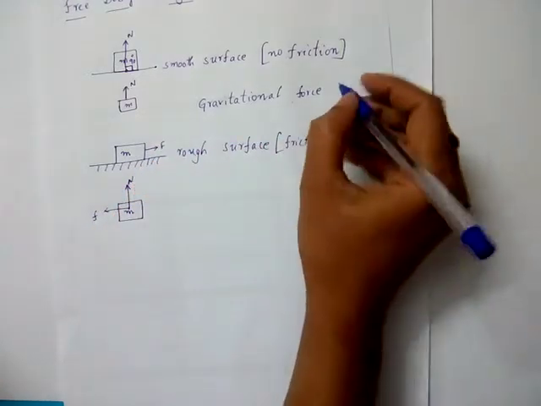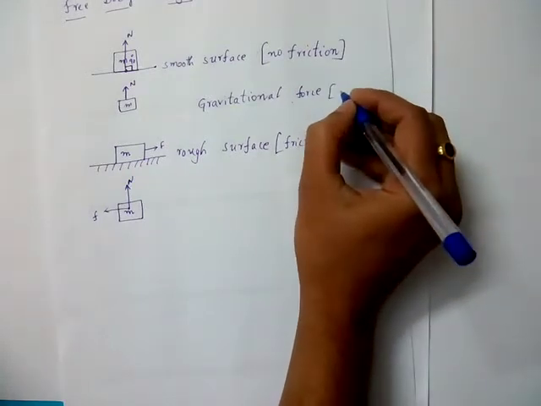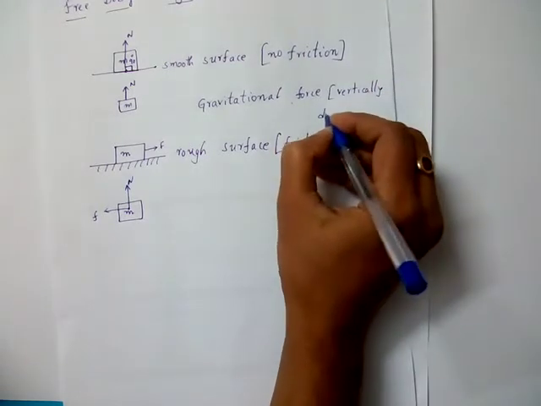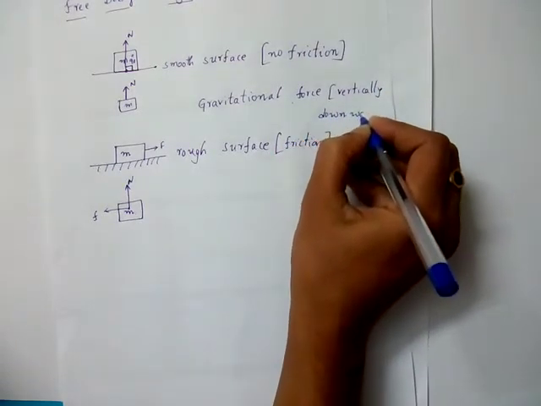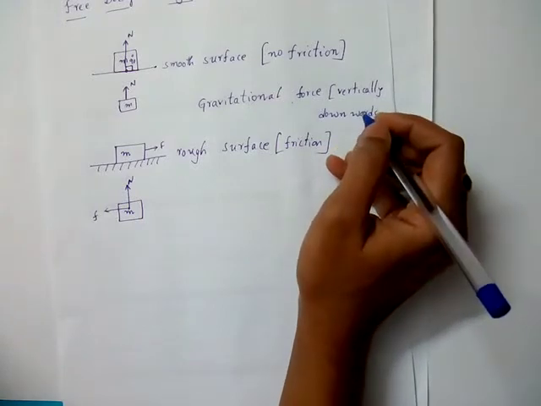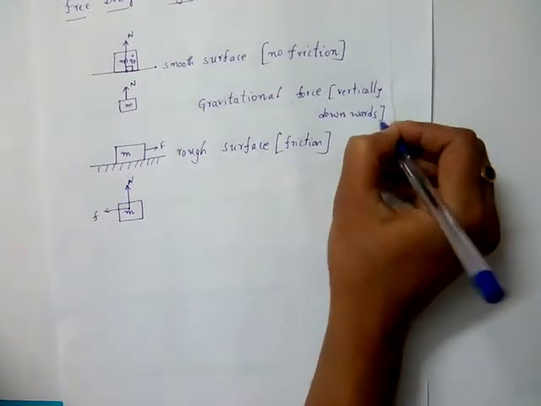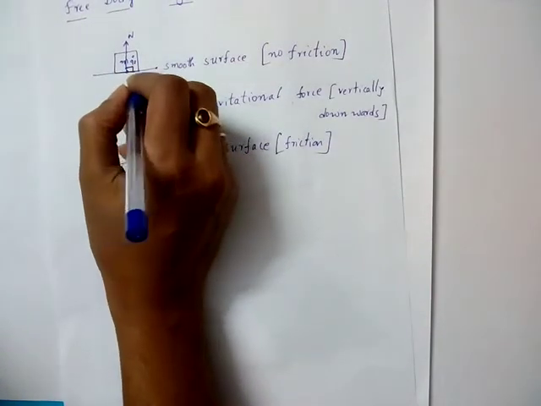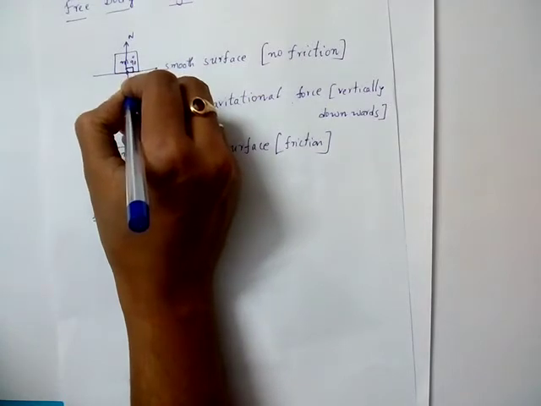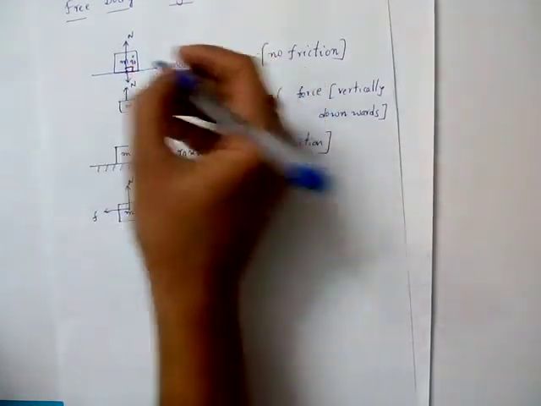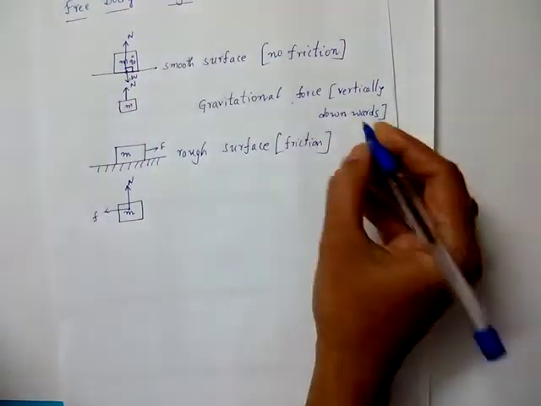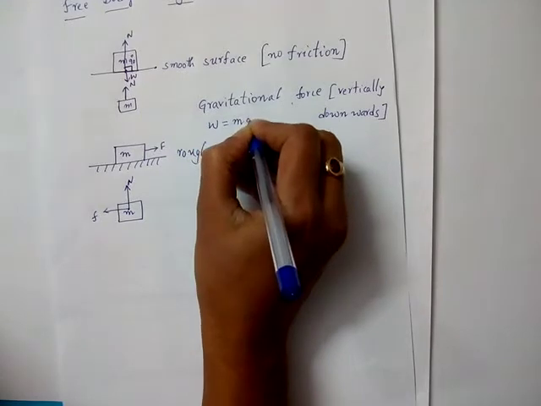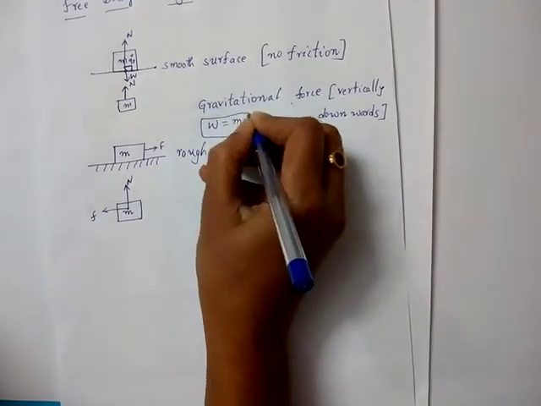Okay, so how gravitational force acts? It always acts vertically downwards. Vertically downwards means for the surface, even this force acts vertically. Okay, understood? Normal force always makes 90° angle. Gravitational force is vertically downwards. So gravitational force is represented with letter W. So here we call it as weight. Weight is equal to mass into gravitational force, means acceleration due to gravity.